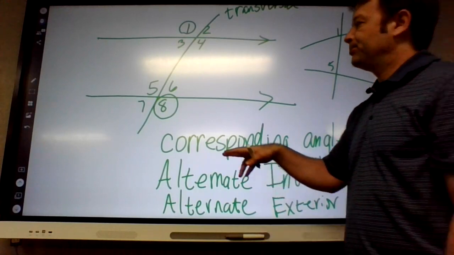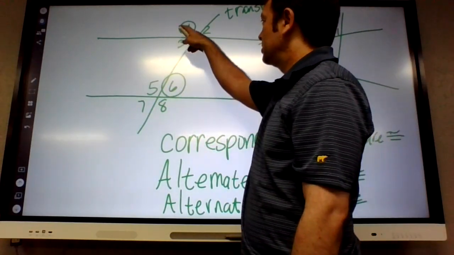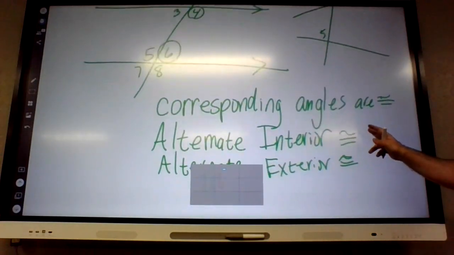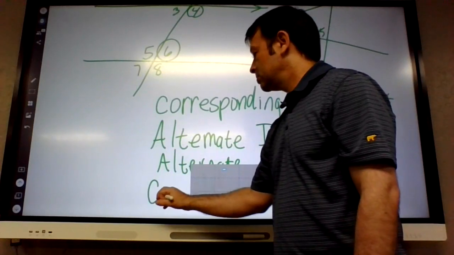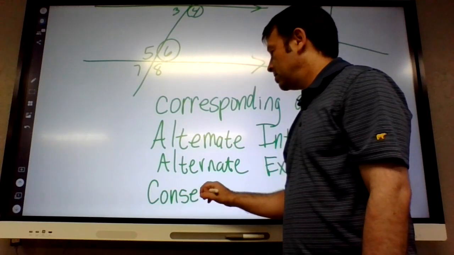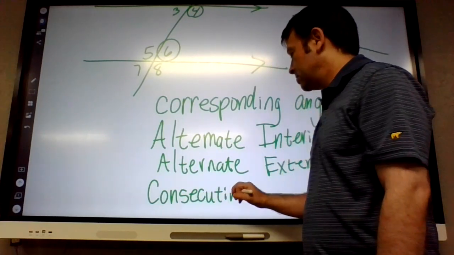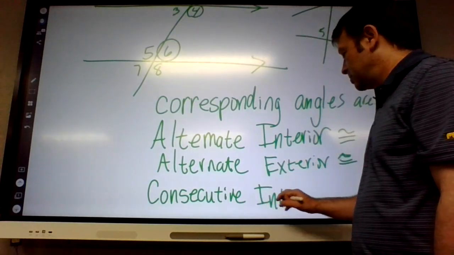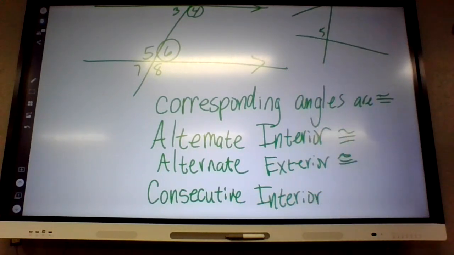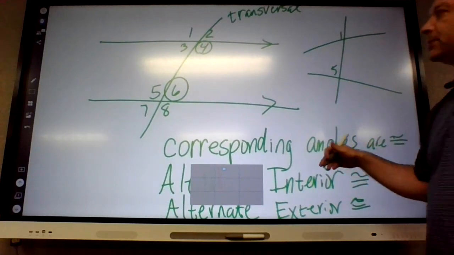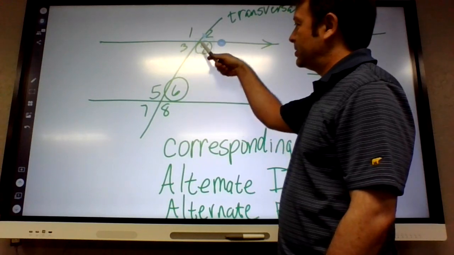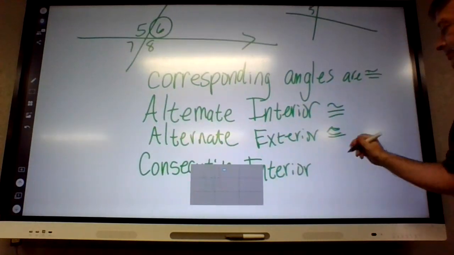Do you guys remember? Like the one that doesn't. 6 and 4, or 3 and 5. 6 and 4 are called consecutive interior. They're called interior because they're between the parallel lines. And what do we know about consecutive interior angles? They're supplementary. Right. So they're not the same. This is acute, this is obtuse. They're not the same, but they do add up to 180, so they are supplementary.